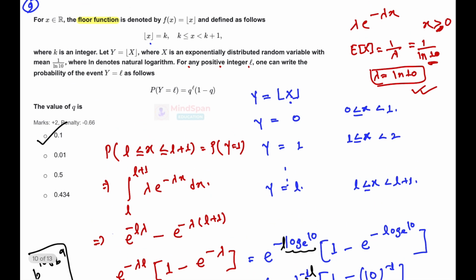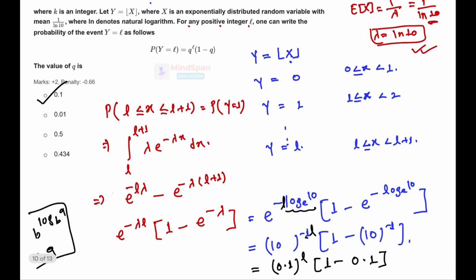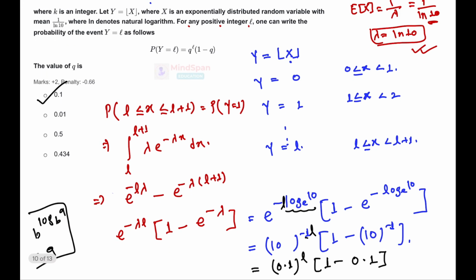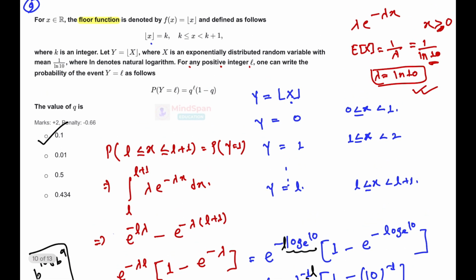So what was interesting in this question is that they have given this random variable as a floor function of this random variable x, right? And here we have just used some logarithm property. So that was all in this question. There was nothing interesting about this question. So let me proceed with the next question.